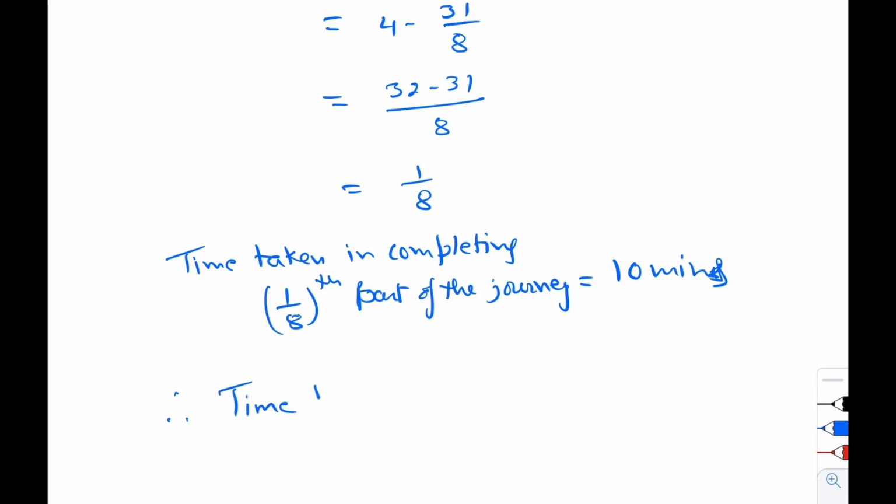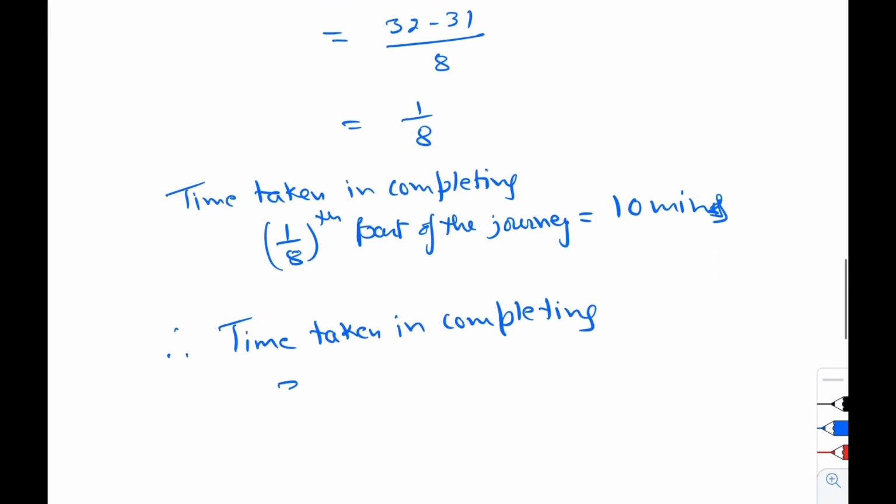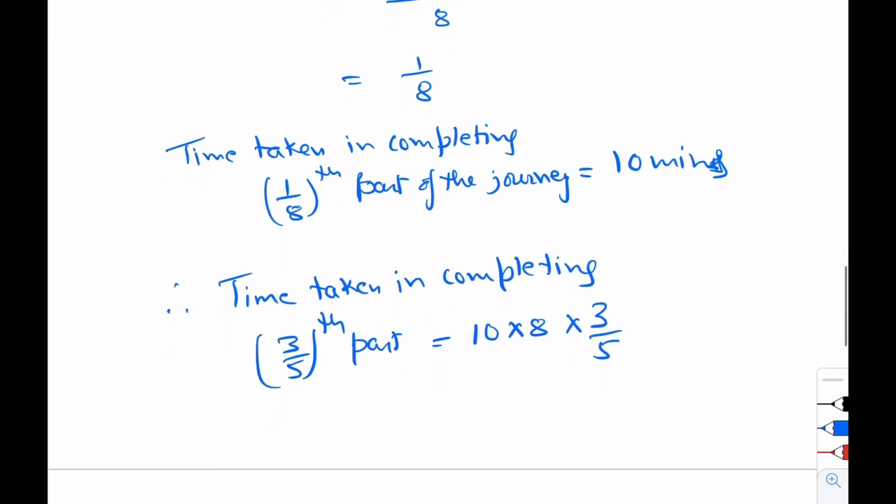So therefore, the time taken in completing 3/5 part. Time taken by the full journey is equal to 10 into 8, and 3/5 part is into 3 upon 5. So this gives 2. So this is equal to 48 minutes.